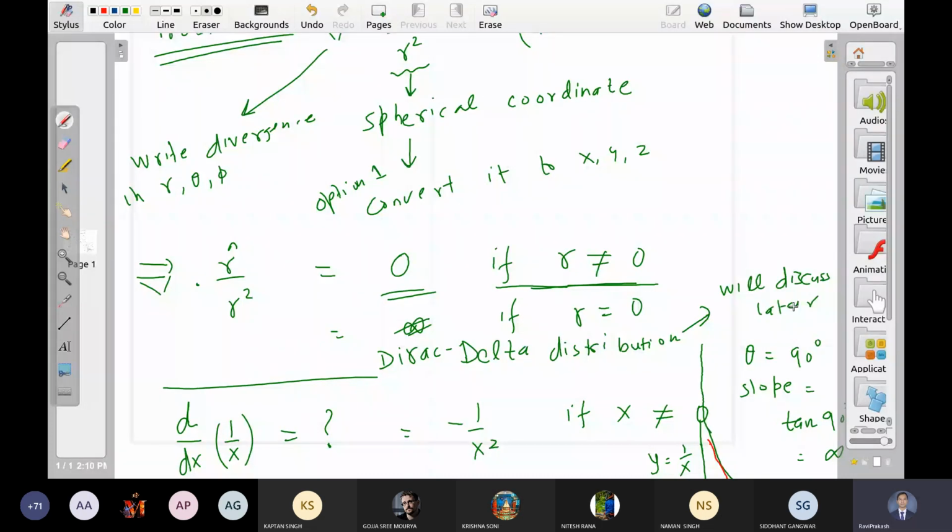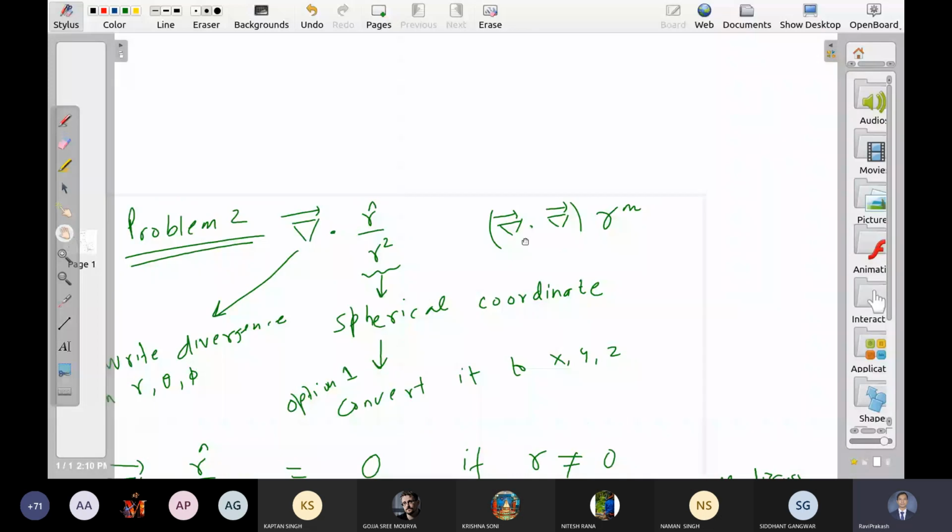What about the second part? So now you can see one operator here, one operator here, and there is some function. The function is simply r to the power n, and this is not a vector. This is a scalar variable.